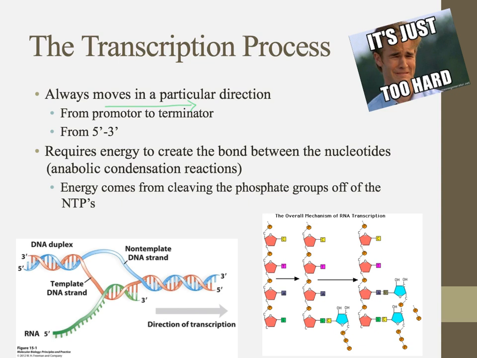Remember, 5' is the pointy end of the house, 3' is the bottom. So we're going from a 5' to 3' direction. New nucleotides are always going to be added onto the 3' end. So we're going from 5' to 3' in terms of the RNA.